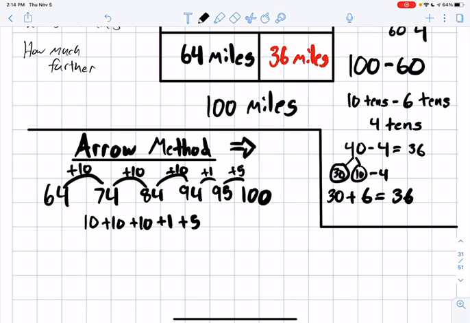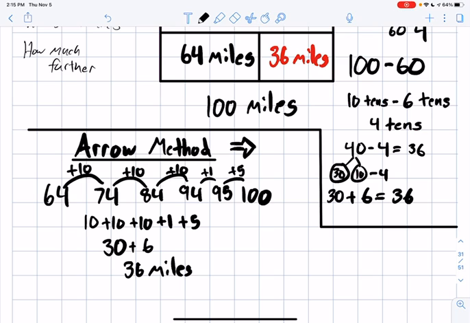What is 3 10s equal to? Here's 1 10, 2 10, 3 10s. 3 10s is equal to 30. And then what is 5 plus 1? Use your fingers if you need to. That will be 6. And 30 plus 6, as we said in the front, is 36 miles.